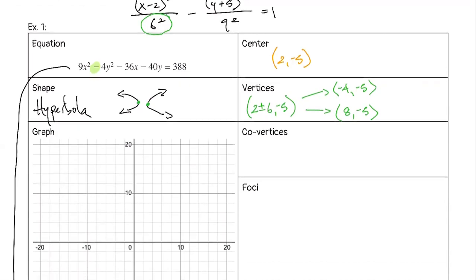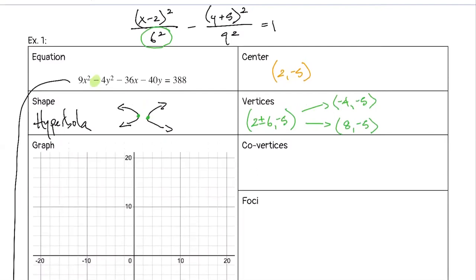The co-vertices are in whatever direction it doesn't open in. And so I'm going to use this 9 to add and subtract that to the y value of my center. So 2, negative 5 plus or minus 9 gives me 2, negative 14 and 2, 4. Okay.